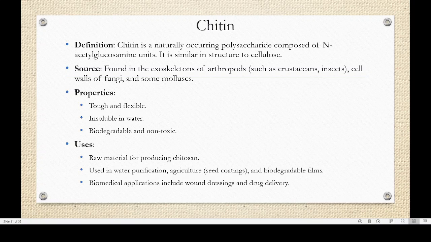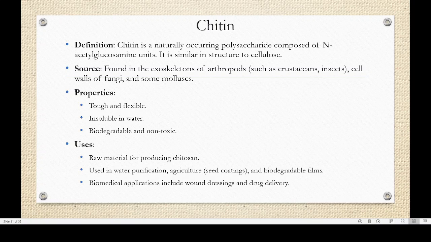So it's a polysaccharide. It is very common in nature, and it is also very hard, one of the hardest polysaccharides available in nature. And chemically it is formed of N-acetyl glucosamine, repeating units of N-acetyl glucosamine. That's how chitin is formed.